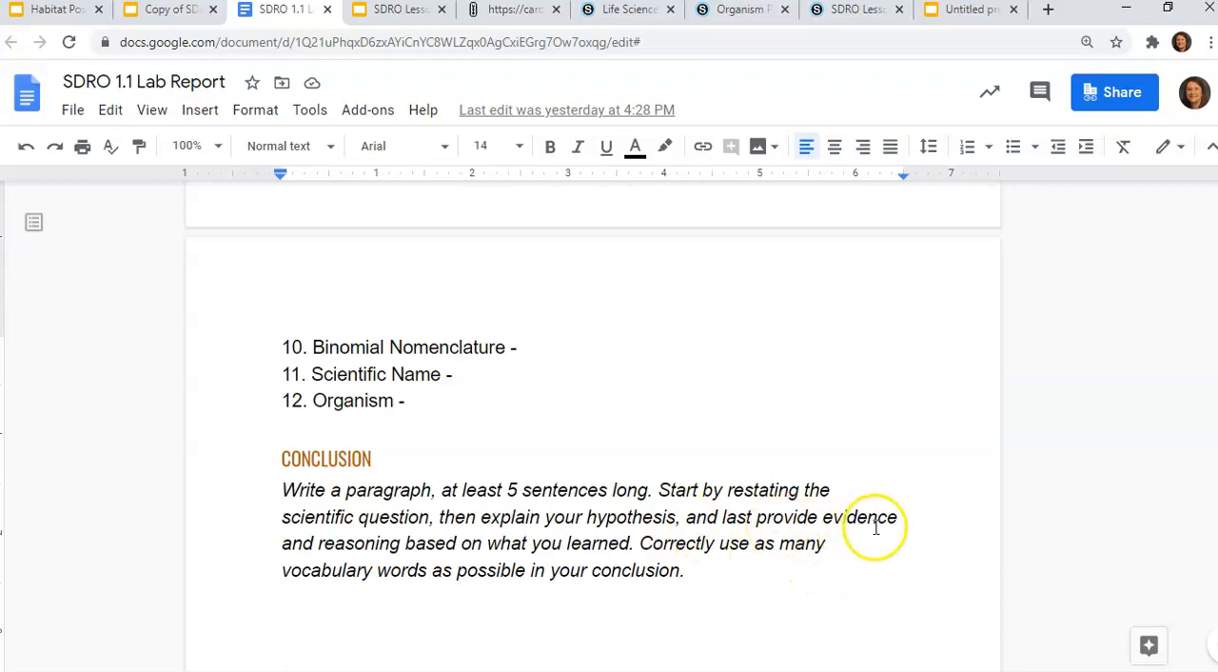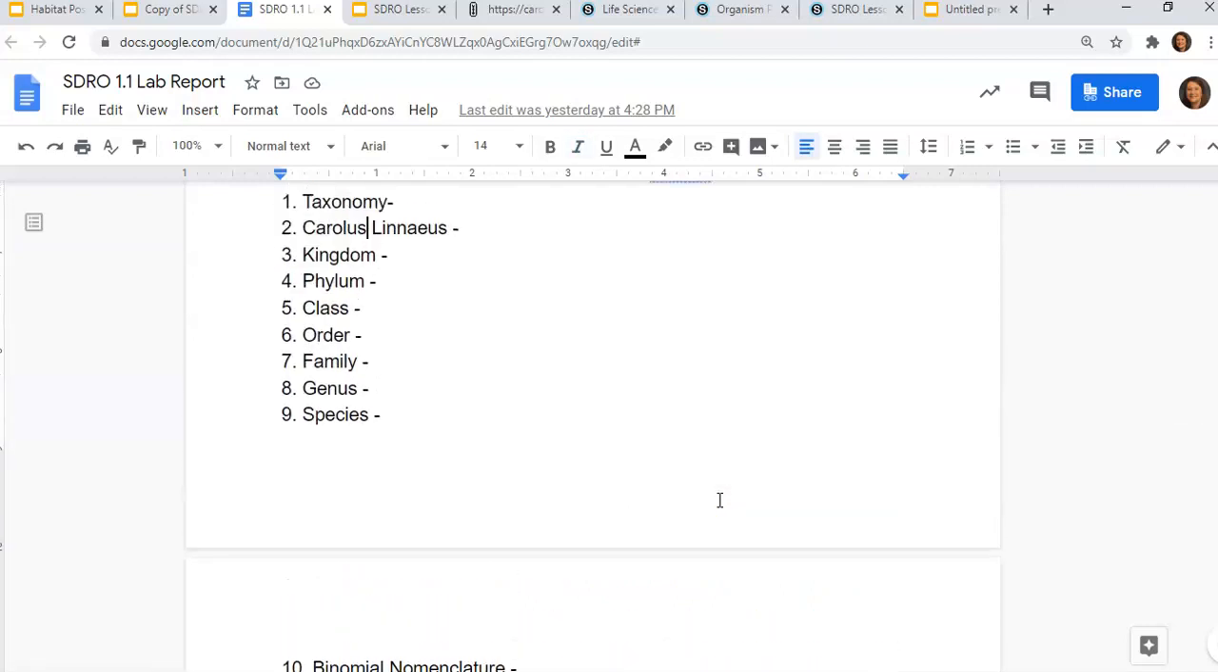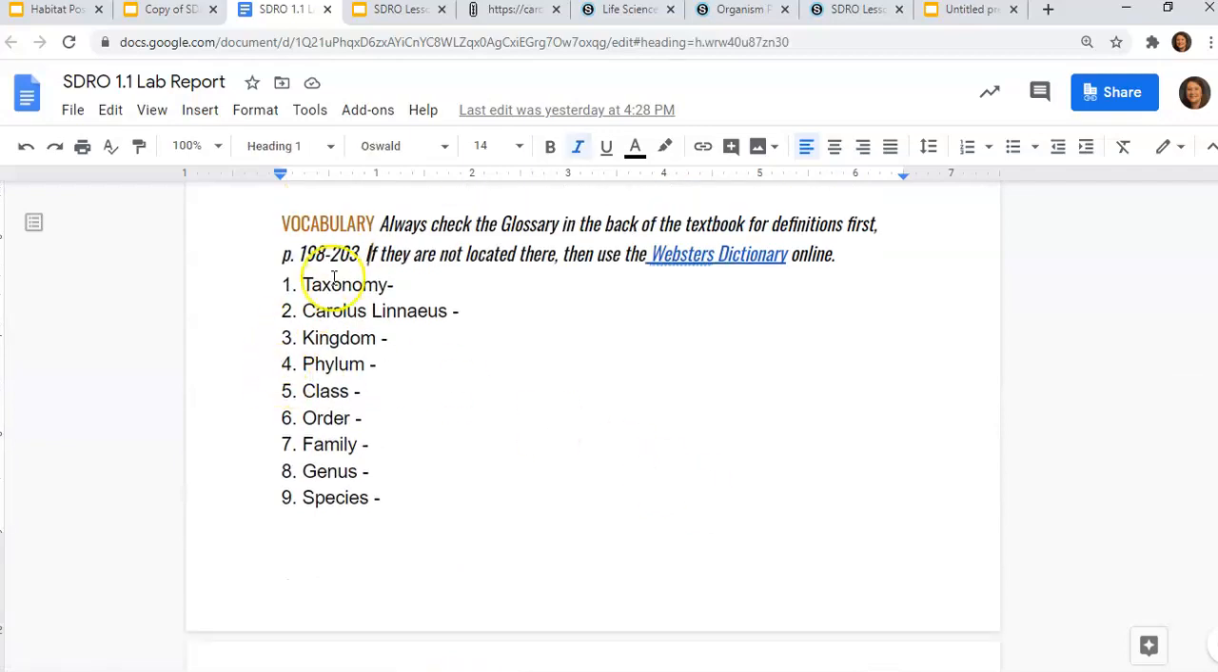And then last, you would provide some evidence and reasoning based on what you learned. You can talk about how we did the photo cards and how we came up with their Greek and Latin names. And also in your conclusions, try to use as many of the vocabulary words as possible. Like, for example, let's take a look at our vocabulary words again. I might say that scientists use a process called taxonomy. It was started by Carolus Linnaeus in the 1700s. Scientists classify living things into different categories like kingdom, phylum, class, order, family, genus, and species.